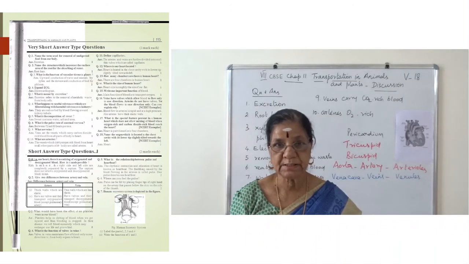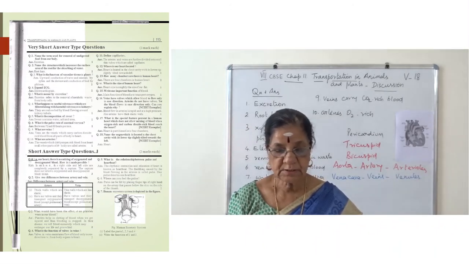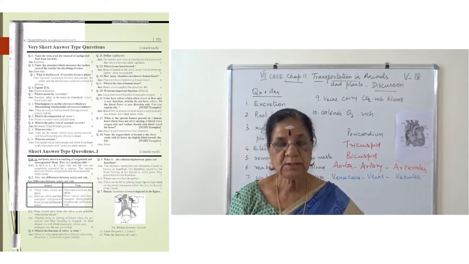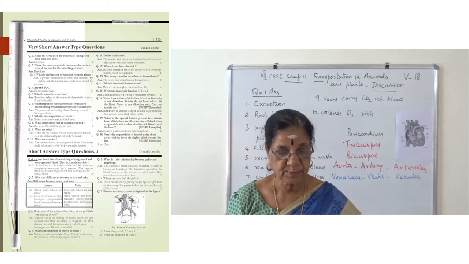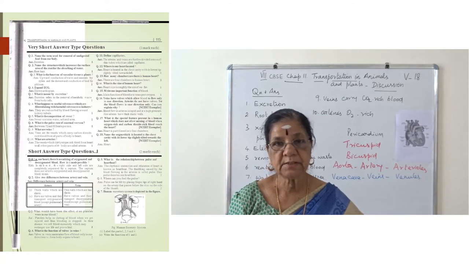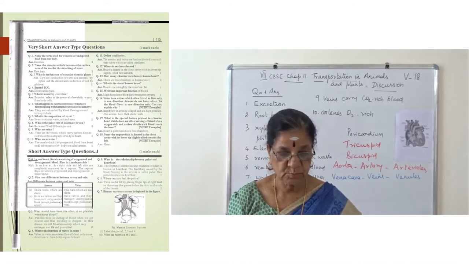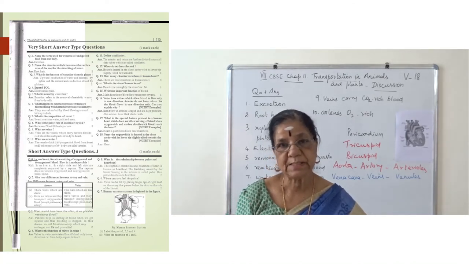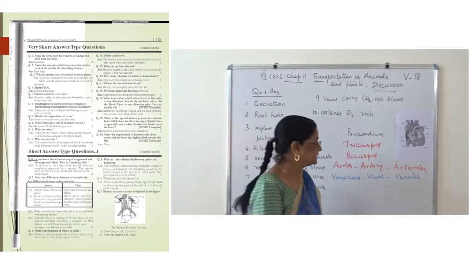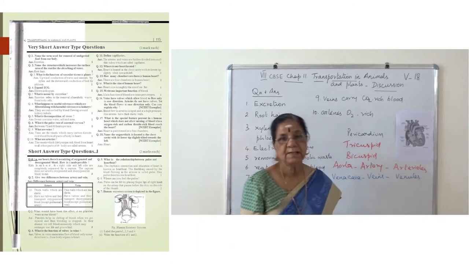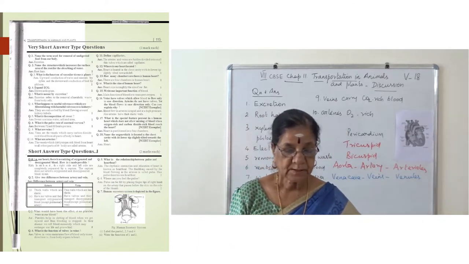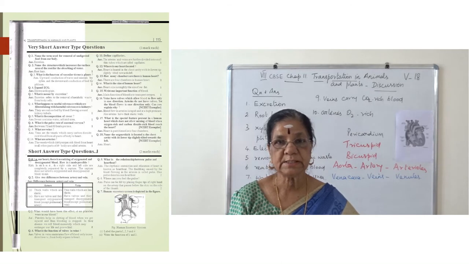Define capillaries. The arteries and veins are further divided into small thin tubes which are called capillaries. I repeat, the arteries and veins which are further divided into thin small tubules are called capillaries. Arteries are known as arterioles and veins are known as venules. Then where is our heart located?